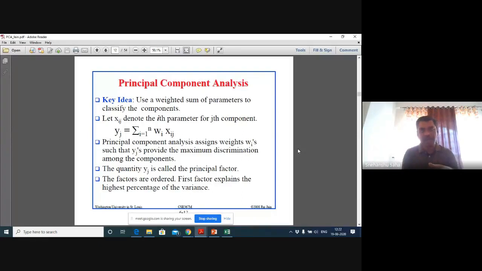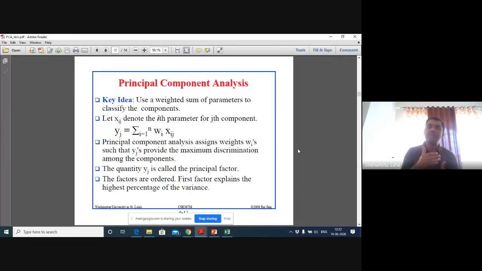Once I finish this part, I'm going to tell you why I started talking about principal component analysis before even giving you any notions of the standard concepts in linear algebra. As I said, we use a weighted sum of parameters, and each parameter has some components because you are storing them as an array. Therefore, each yj is supposed to be providing the maximum discrimination among the components, and each yj is called a principal factor.